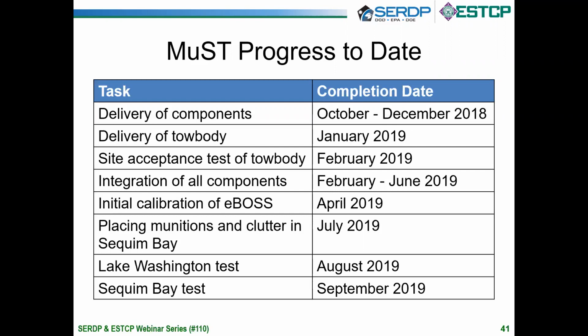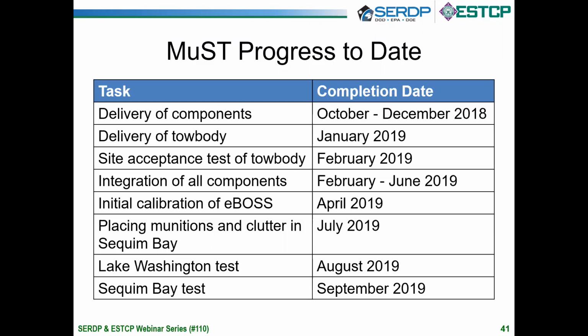The initial calibration of the low frequency sonar, which we refer to as EBOS, occurred in April. In July, the Applied Physics Lab dive team, along with the Pacific Northwest National Lab dive team, placed targets in Sequim Bay for a test. It's not a blind testing, but a testing of the system to see that we can actually acquire data.